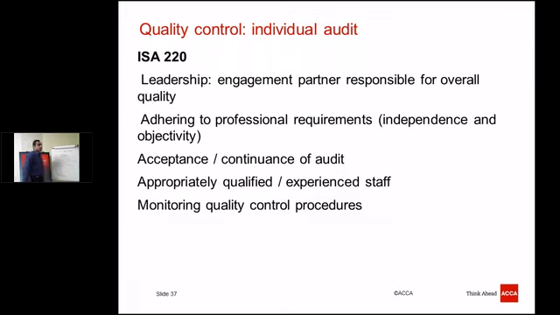So any questions with regard to quality control, do feel free to put them in the comment box, because we will now be moving on to a more important area of the syllabus, which is with regard to risk assessment and audit strategy and planning.